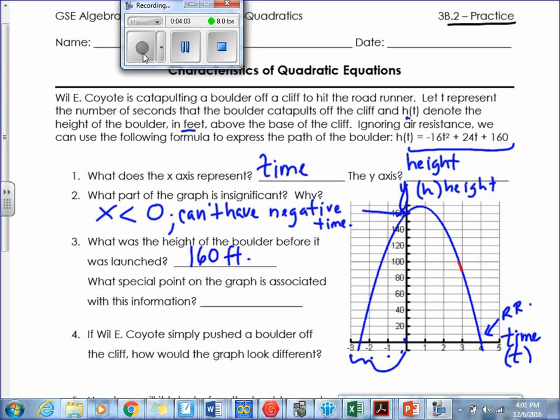It says, what special point on the graph is associated with this information? If you notice, the coordinates of this point are 0, 160, and it's where the graph is crossing the y-intercept. And you may have guessed, I'm sorry, I gave it away. It's where the graph is crossing the y-axis, so hopefully you recognize now that that's the y-intercept.